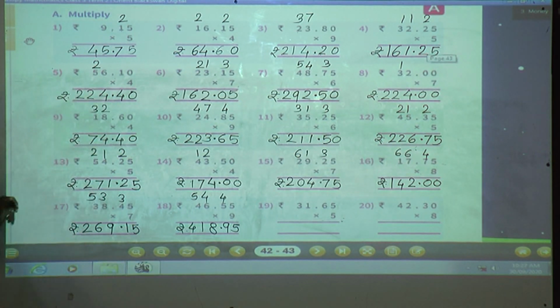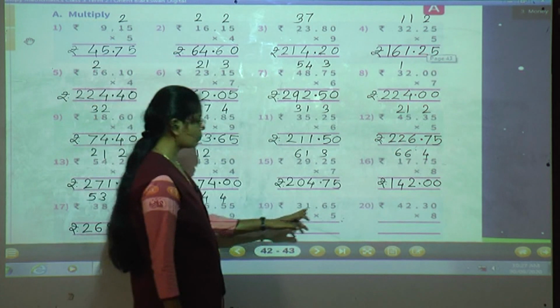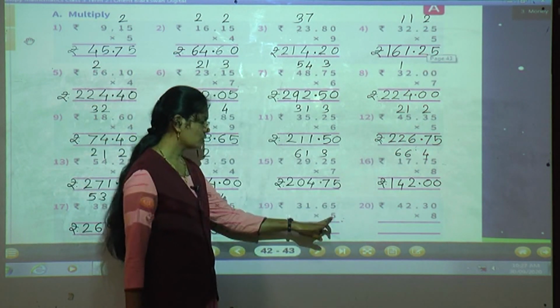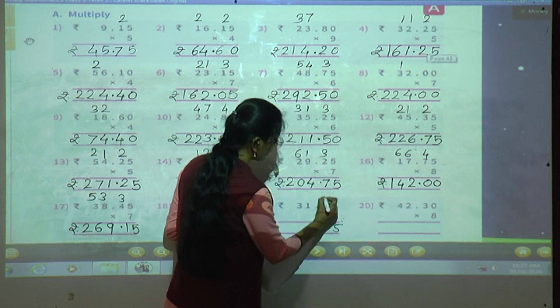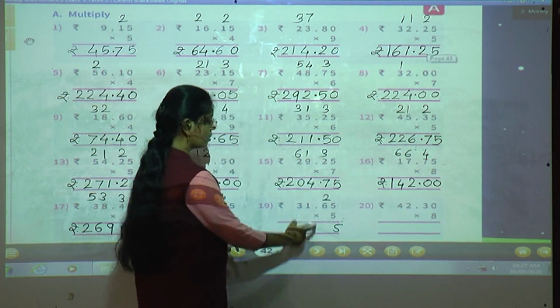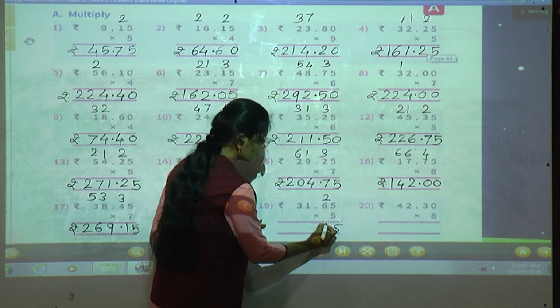So what is the answer? Rupees 418.95. What is the answer? 418.95. Okay. Now next example, rupees 31.65 into 5. Do the multiplication. 5 5s are 25. So here we'll write 5 and 2 as a carry. Then 5 6s are 30 plus 2, 32.